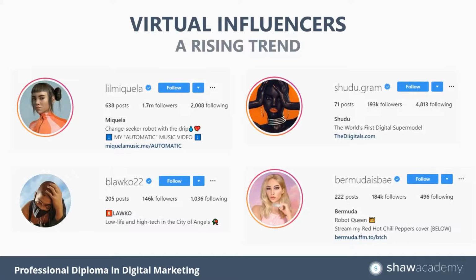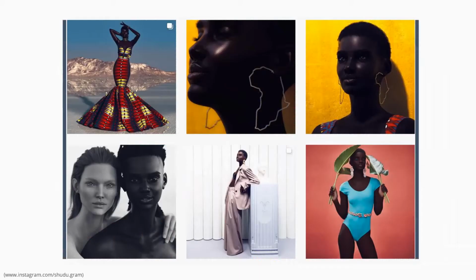This is a rising trend, and I'm very interested to see where it goes. Lil Miquela on the top left there has almost 2 million followers and didn't initially announce that she was, as her profile now says, a robot. But when she did post about it, it did nothing to sway her followers. Brands are finding these virtual influencers appealing due to young millennials and Gen Z's seeming affinity to these accounts. They also pose less risk in terms of the risks that we spoke about earlier.